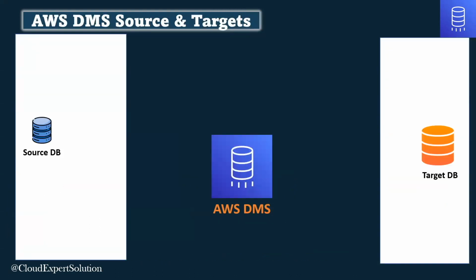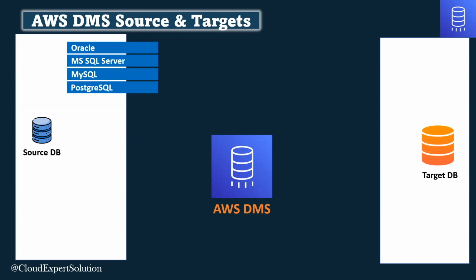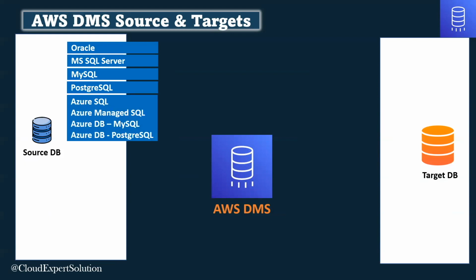On the left-hand side, we have our source database, and in terms of source, it could be Oracle, Microsoft SQL Server, MySQL, or PostgreSQL. When we are talking about Oracle, SQL Server, MySQL, and PostgreSQL, these databases can be in your on-premise VM, with any other cloud provider, or on an AWS EC2 instance also. On the other hand, if you have databases in Azure Cloud, it could be Azure SQL, Azure Managed SQL, or Azure Database for MySQL or PostgreSQL. DMS supports those also as a source database.